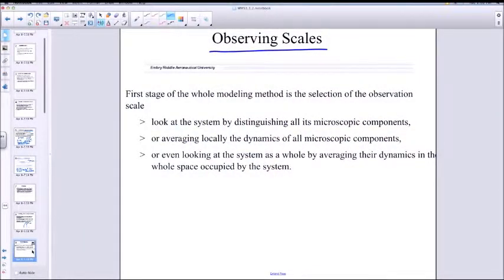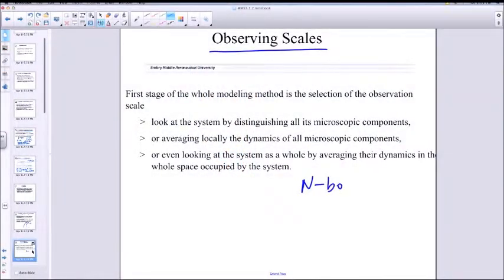So what is the observation scale? The first word we learned is called scaling. And that's how we define the different mathematics models. So when you observe a system, you can observe the system at the microscopic level, and then treat each individual object as a state variable.